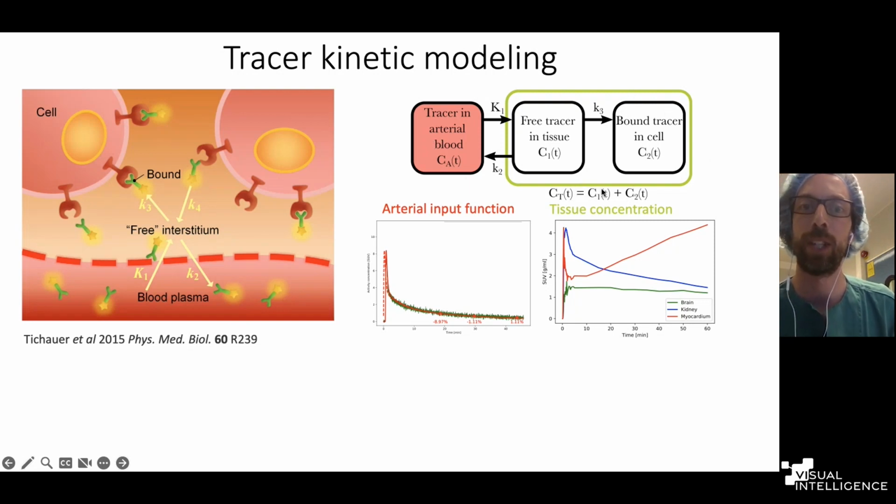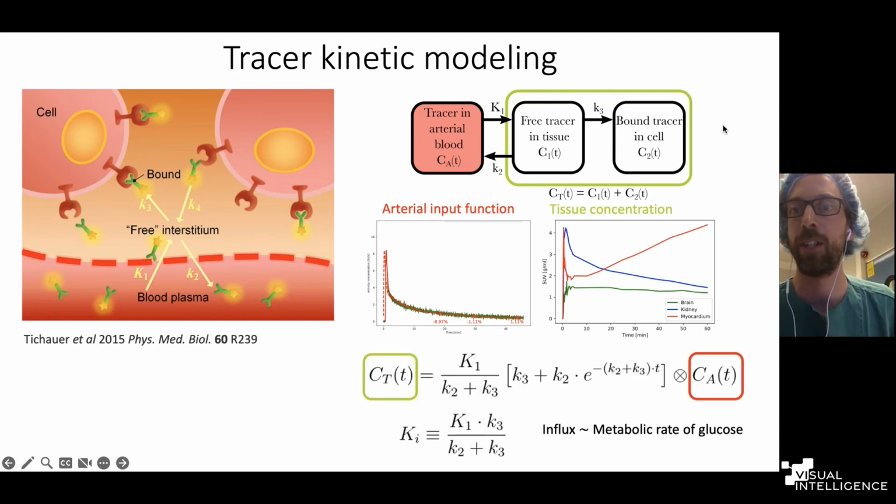So if you have the tissue concentration of an organ or a region in the image, and if you also have the concentration of the tracer in the blood over time, then you can put up this model and solve the differential equations for this dynamic system, and you get the relation between these two with the rate constants involved. And if you have these two from measurements, you can fit the K values.